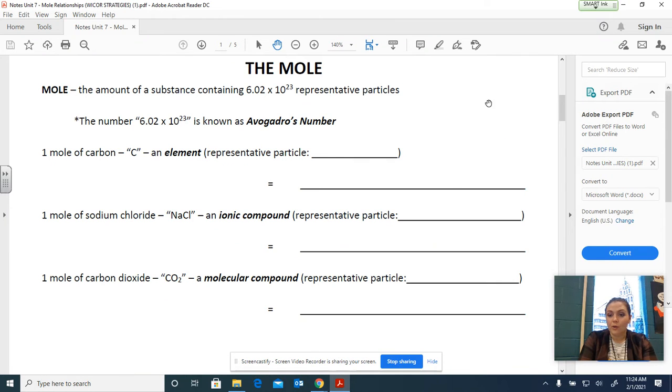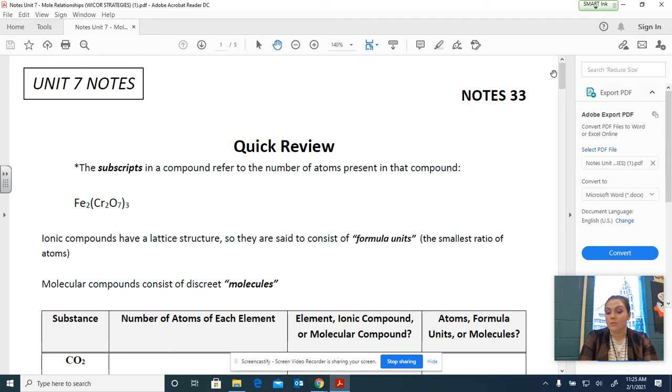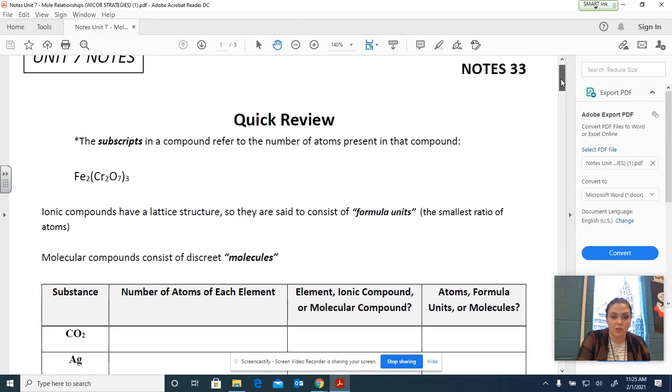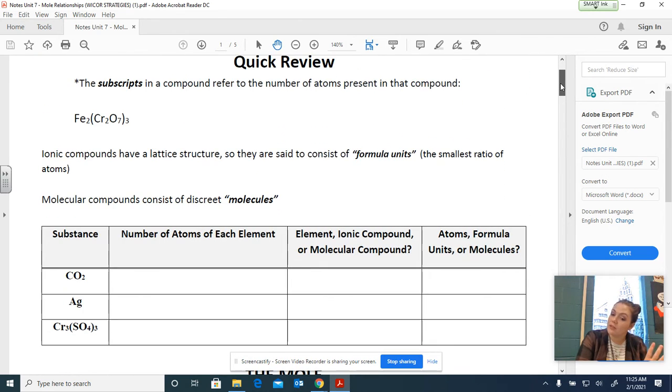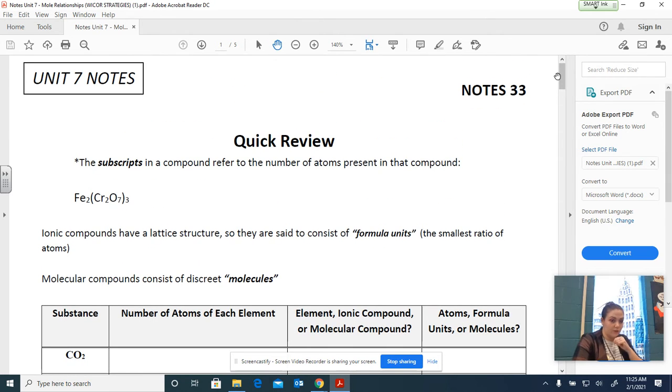Okay, so we are going to be starting notes 33. So this is the beginning of the mole unit. You should have kind of gotten a glimpse of what the mole is on Friday as well as in the warm-up today, but still, we're going to talk about it right now. We're also going to do a little quick review of things we talked about in our last unit because if you don't know these, we really can't understand what we're going to eventually do with moles. So let's quickly review.